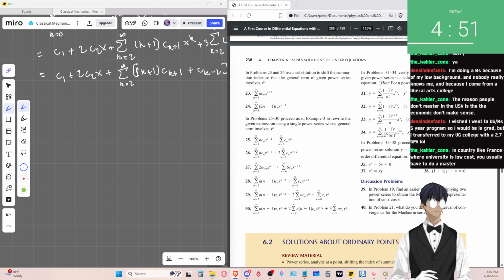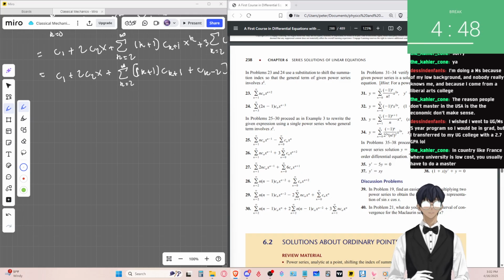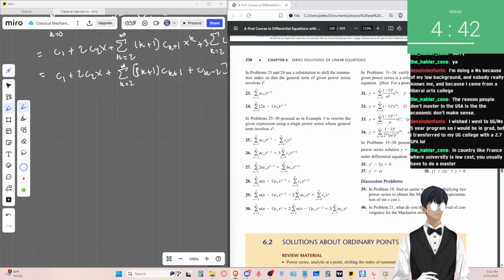That's why I think Brown University is the one that basically allows you to do what you want to major in and just do the classes focused on that instead of just doing the requirements that they require of you. The reason people don't master in the US is the economics don't make sense. Yeah, that's true.